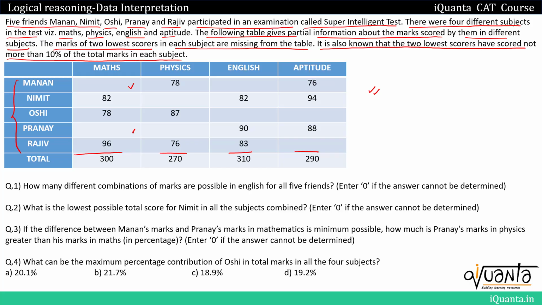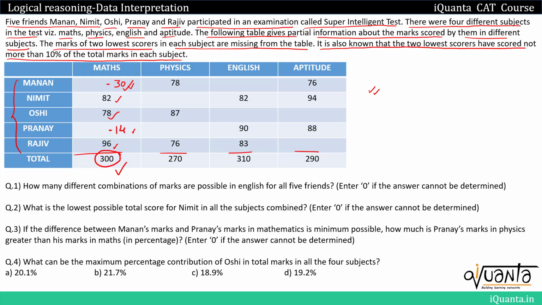We have been given that the 2 lowest scorers have not scored more than 10% of the total marks in each subject. So that means the total marks in maths is 300, which means that the lowest scorer would not have scored more than 30 marks. So what can be the maximum score of Manan in maths? It can be 30. In that case, we need to make the total as 300. So 30 plus 82 gives me 112 plus 78 gives me 190. Then 190 plus 196 gives me 286. So that means I need 14 more. So that means when Manan scores 30 in maths, Pranay will score 14 in maths.